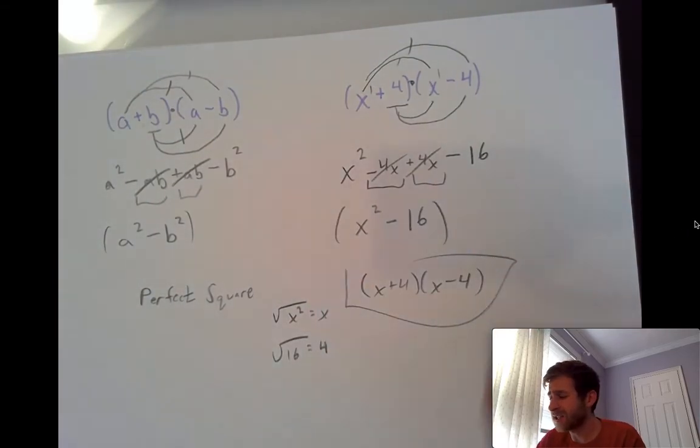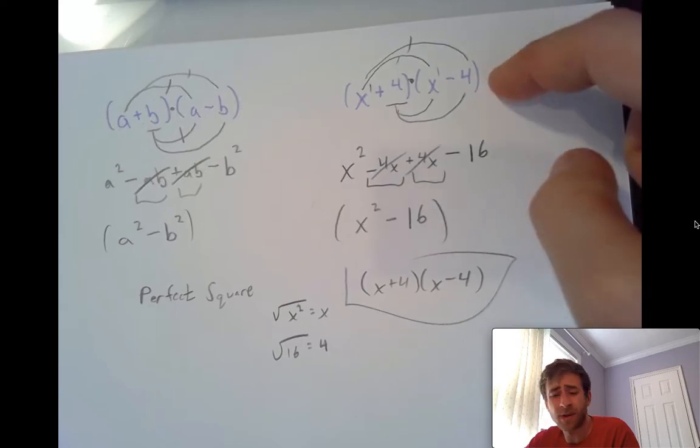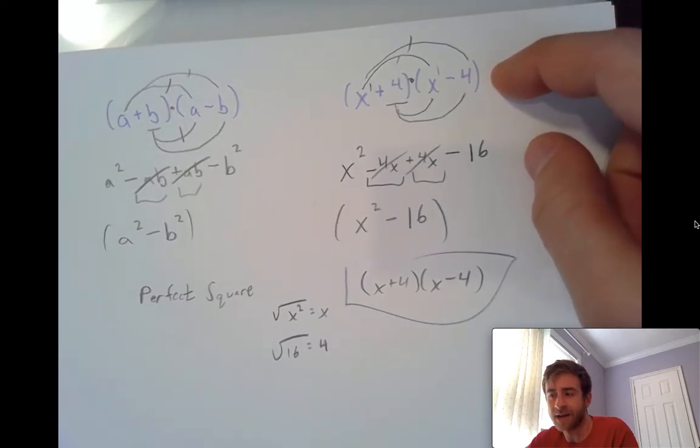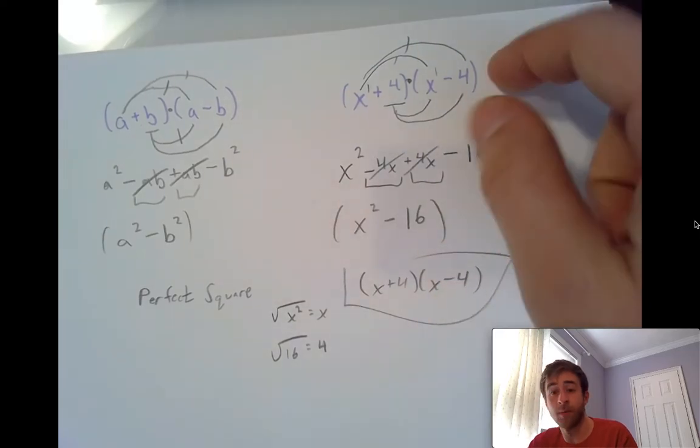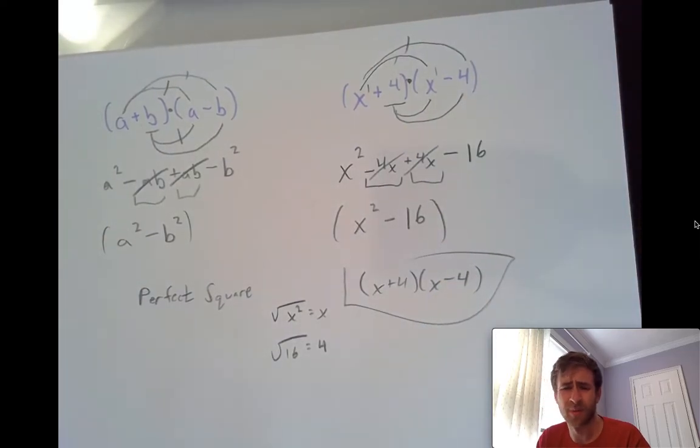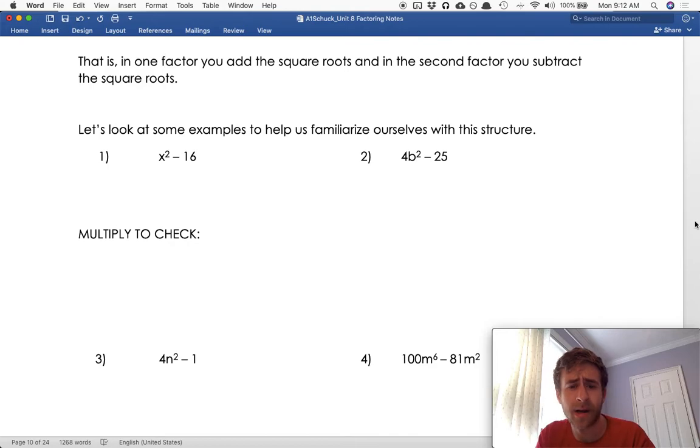And of course that makes sense because the way we got x squared minus 16 was by multiplying these in the first place, right? To factor, it's the opposite of distribution. So it makes sense that if we're following that rule, we got what we started with. All right, let's keep going. I want to make this not take too long.